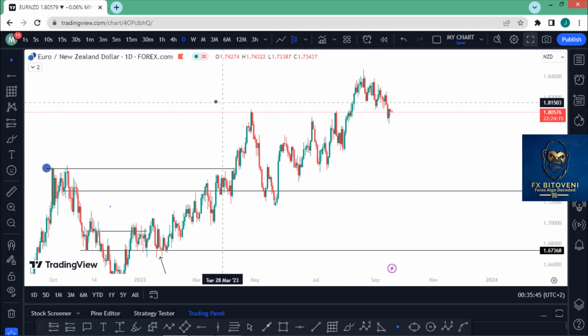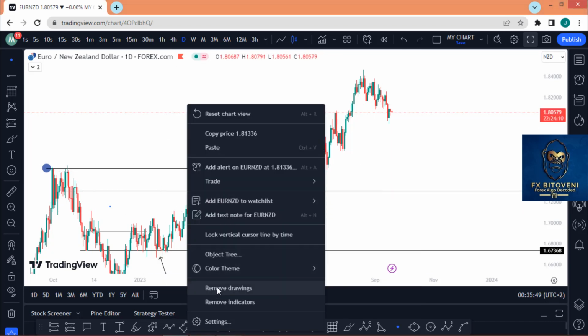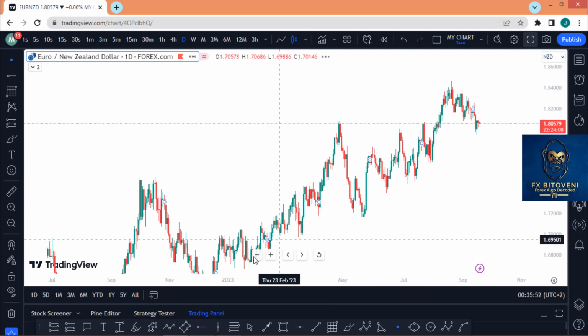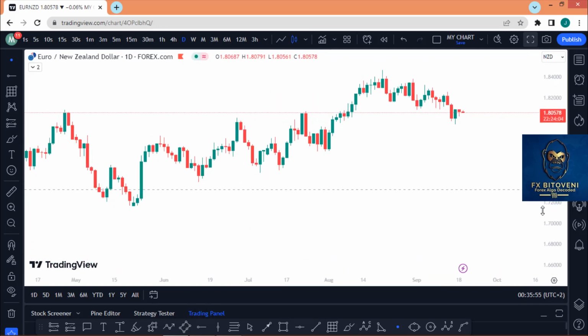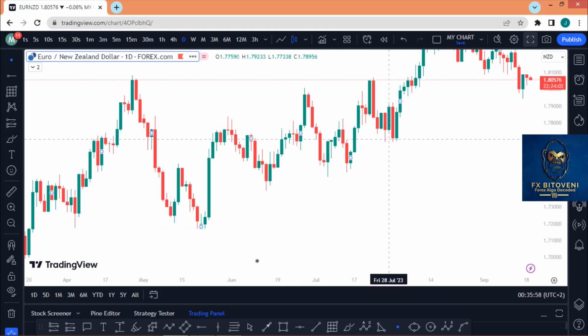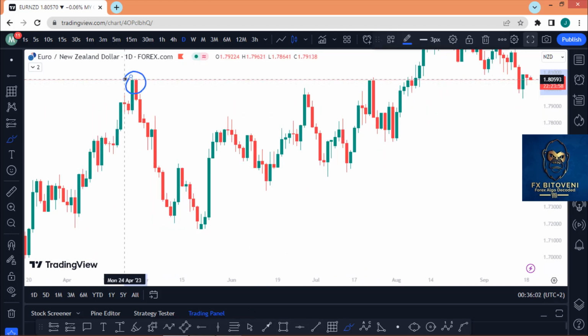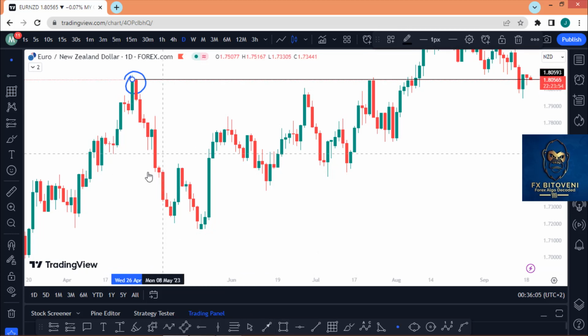Market is pushing down. Market is pushing down on this area. Now, what you have to do, you can easily see that this structure was broken. This high is broken on this level. It was broken on this level.